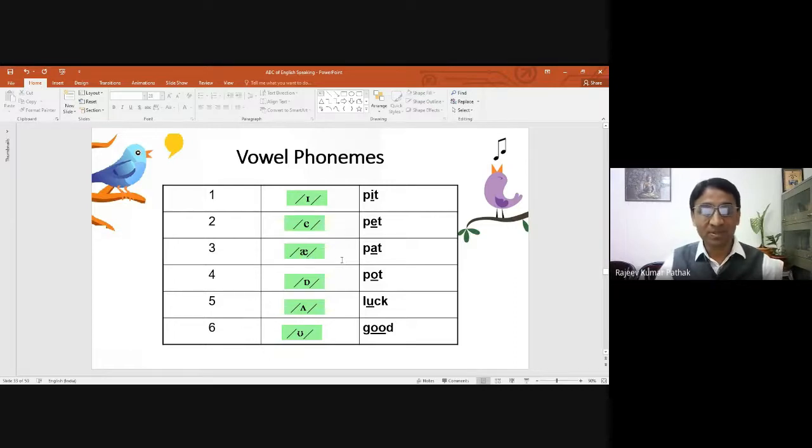The next sound is the oo sound, rounded. The lips will get rounded for that oo sound, as in good, put, like that. So this oo sound, should.